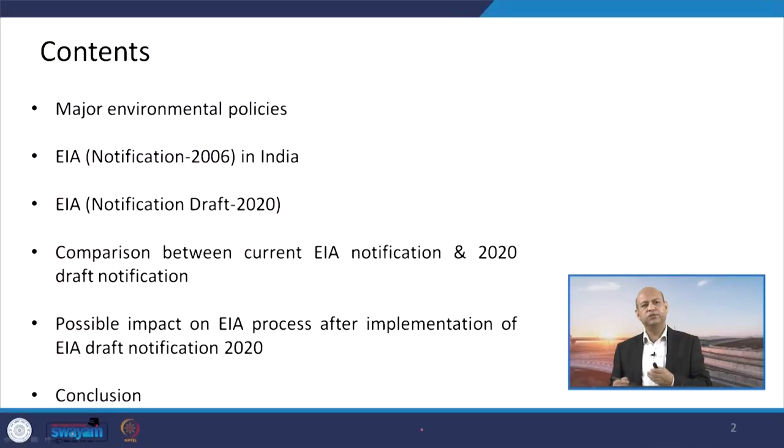Before, the EIA process was defined in terms of the EIA notification 2006 and the EIA draft notification, which is currently in process, the draft 2020. Before this, there were many major environmental policies. Those policies we will discuss, and after that we will see comparisons between the EIA notification of 2006 and 2020, which is still in draft mode.